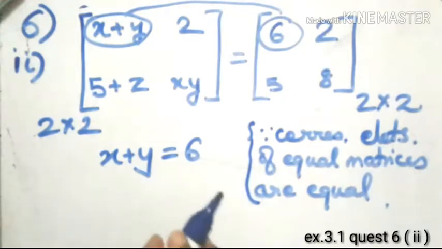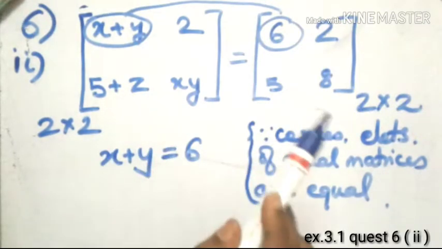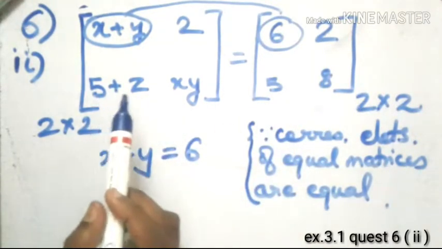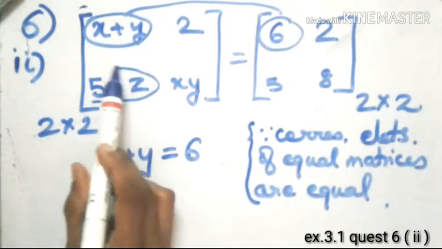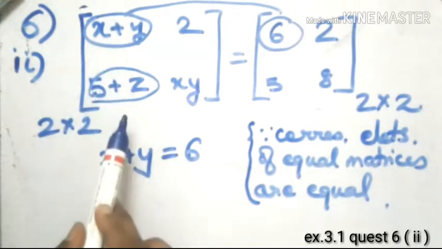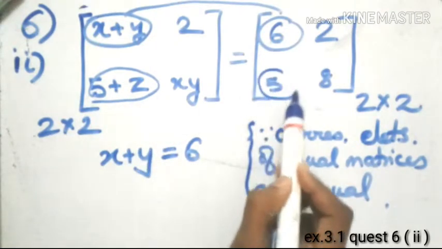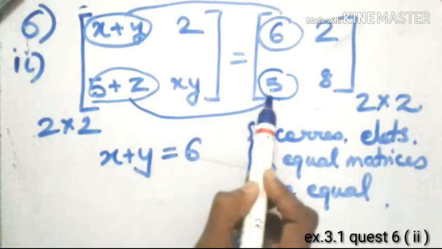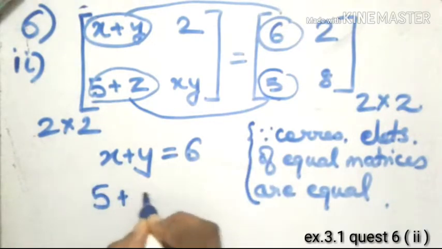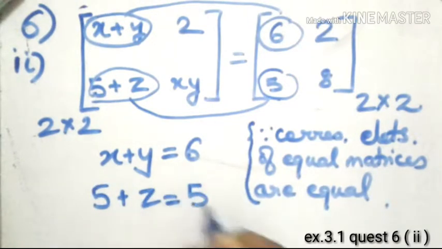x plus y is equal to 6. Now that's the first equation. Then where do I have the variable? Yes, I have a z over here. So the second row first column element is going to be equal to the second row first column element over here. These two are going to be equal. So 5 plus z is equal to 5. That's another equation I have.